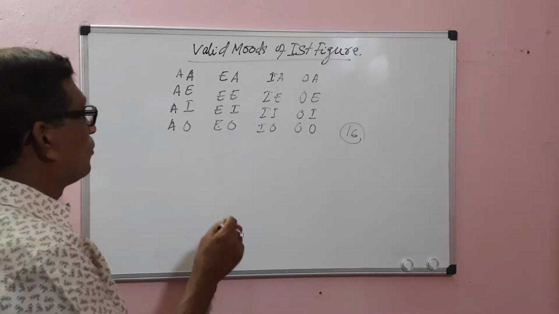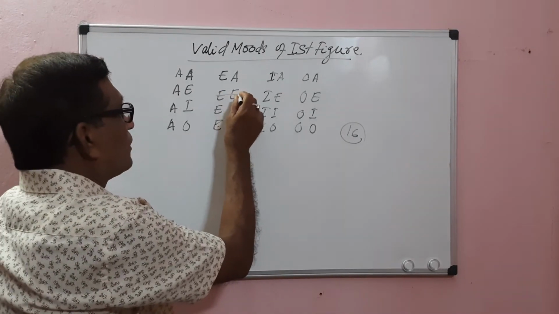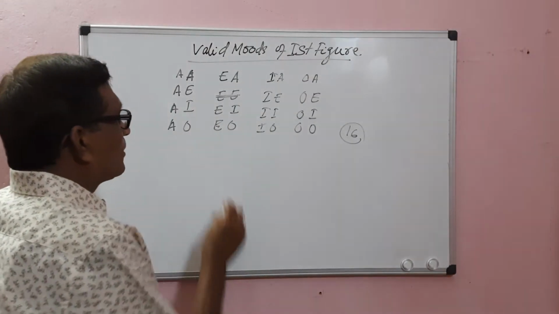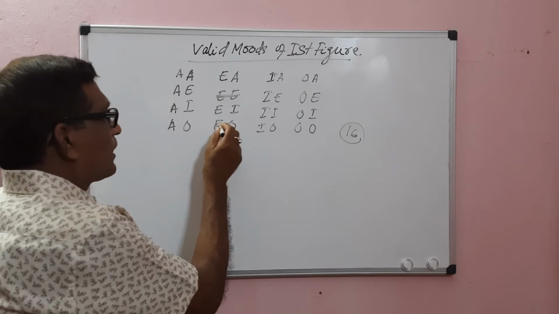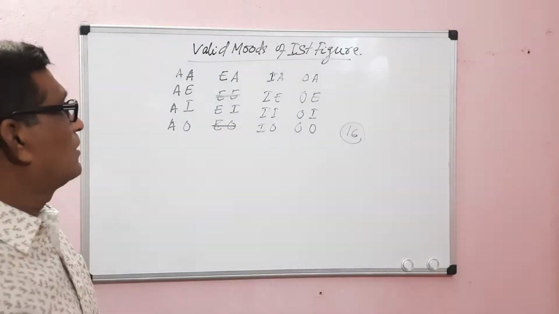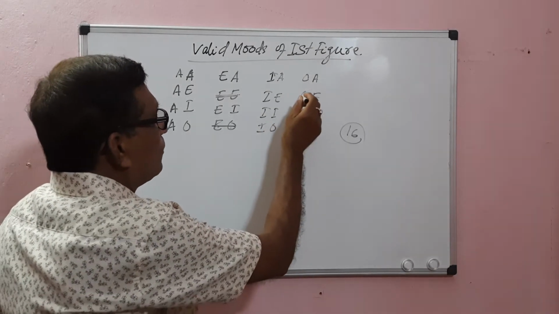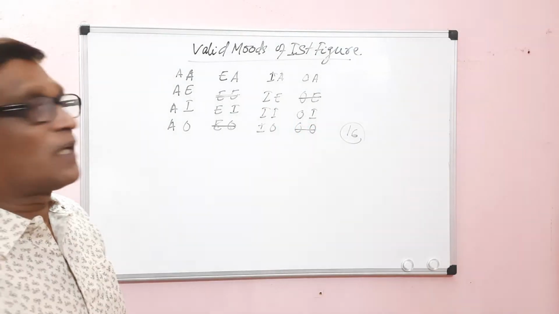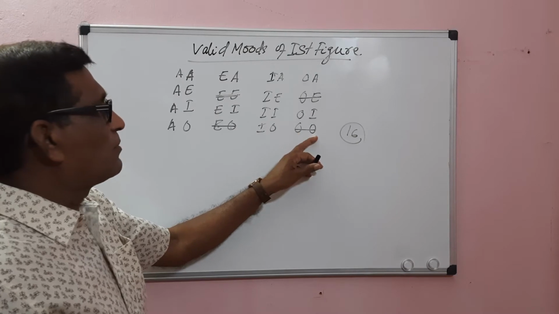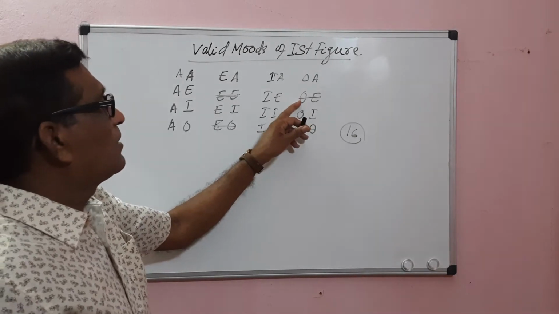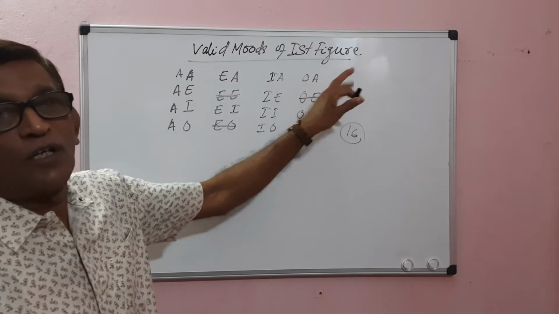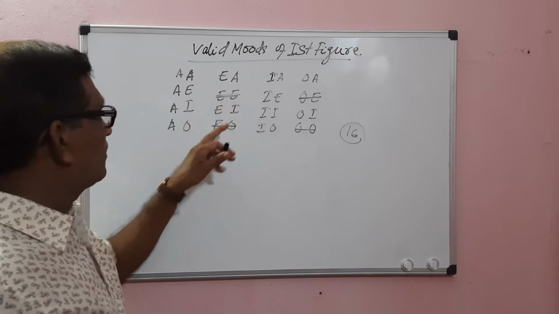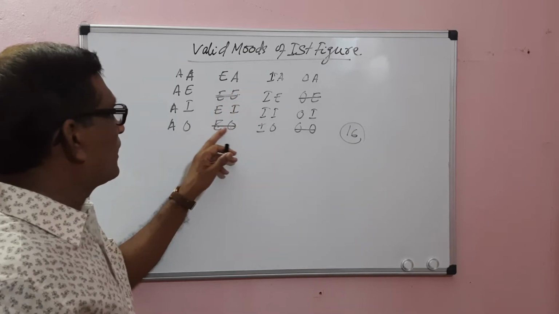First of all, as per the rules, if both the premises be negative, no conclusion can be drawn. On this ground, from EE, no conclusion can be drawn. From EO, E is universal negative, O is particular negative, both negative, no conclusion can be drawn. OE, both are negative, no conclusion can be drawn. OO, both are negative, no conclusion can be drawn. Major premise O, minor premise E, no conclusion. Both E, major and minor, no conclusion. Major premise E, minor premise O, both are negative, no conclusion can be drawn.